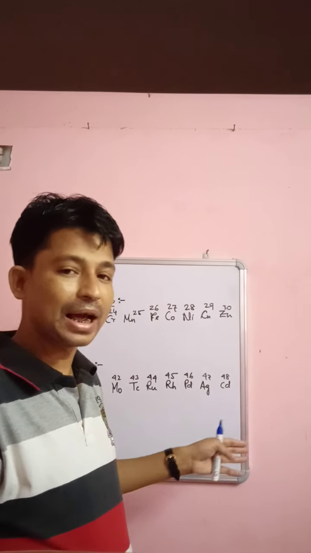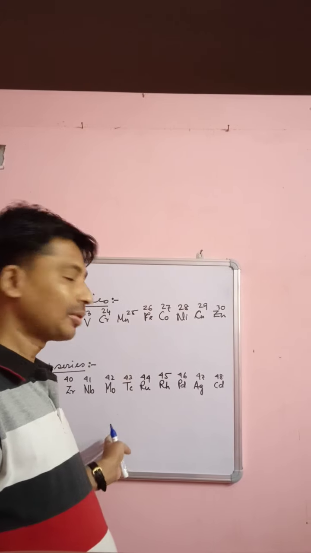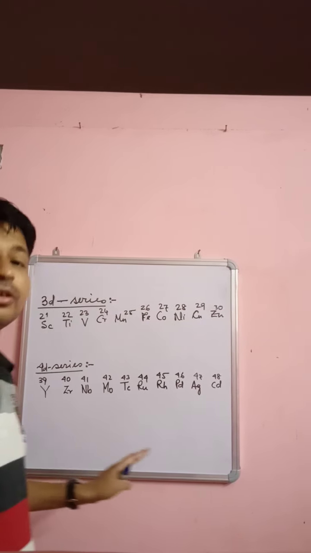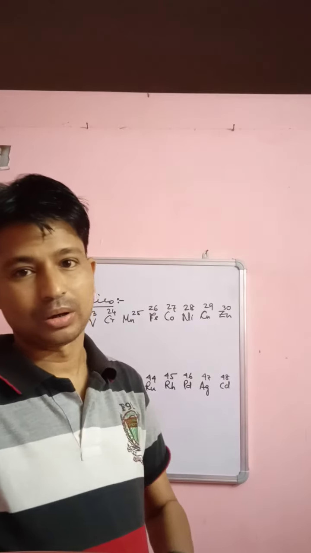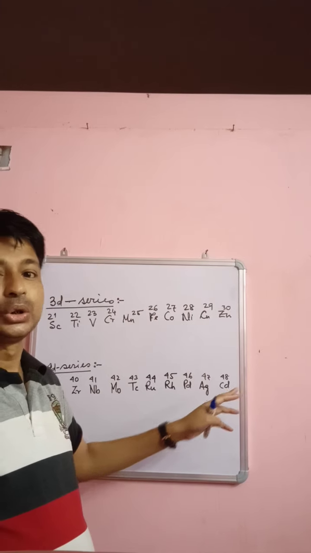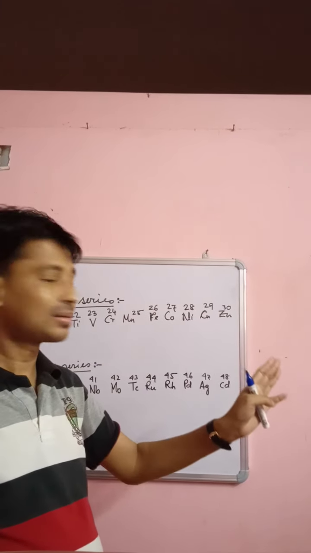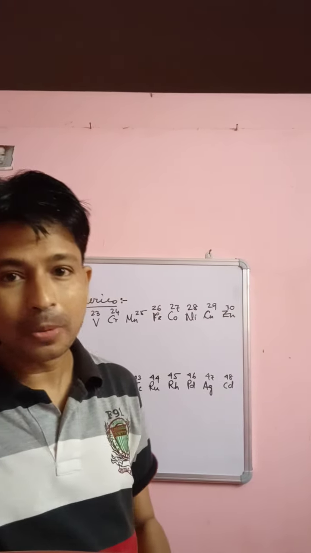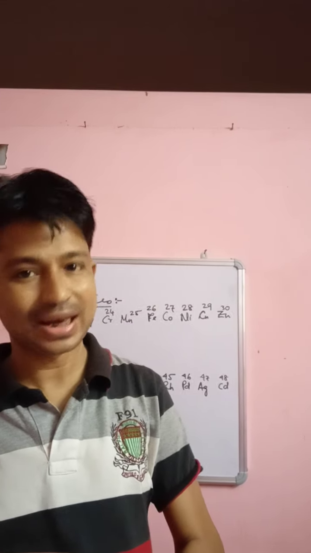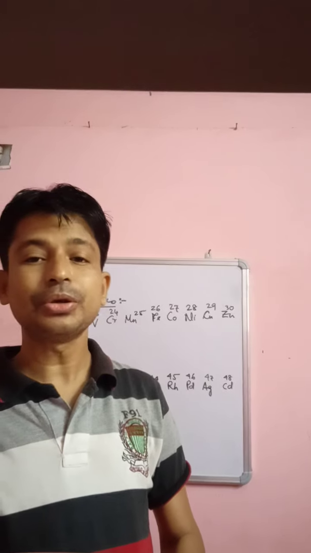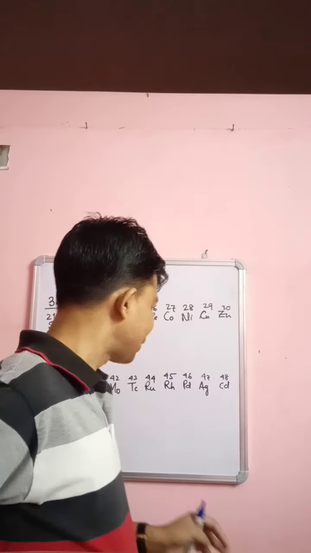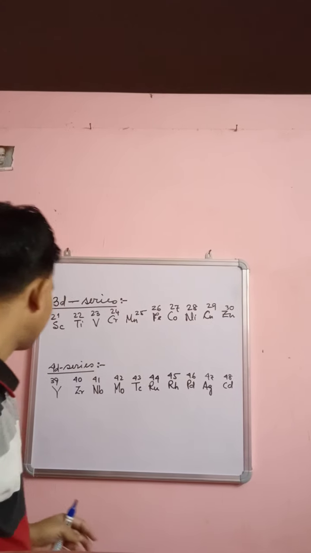Then coming to the next period, we will have 2 elements of S block, so 54 plus 2 will be 55 and 56. Then we come to D block, after 56.